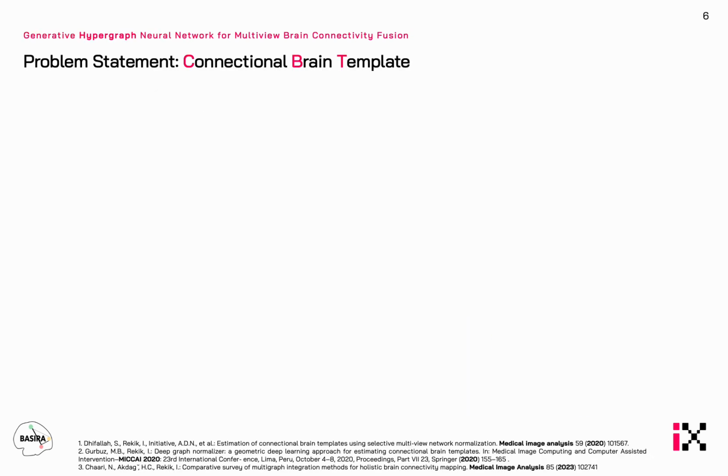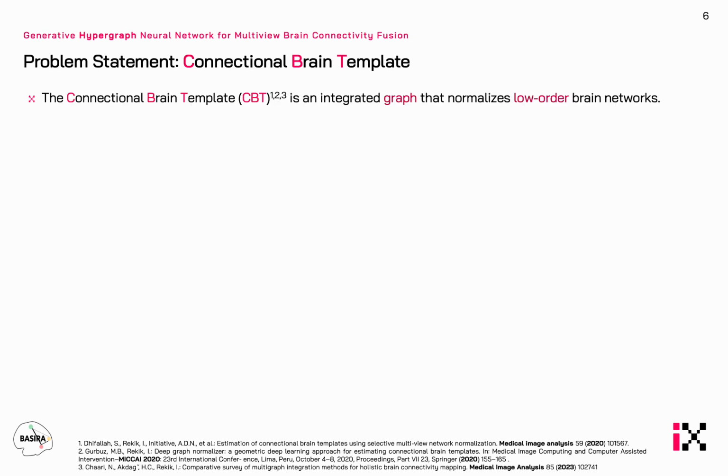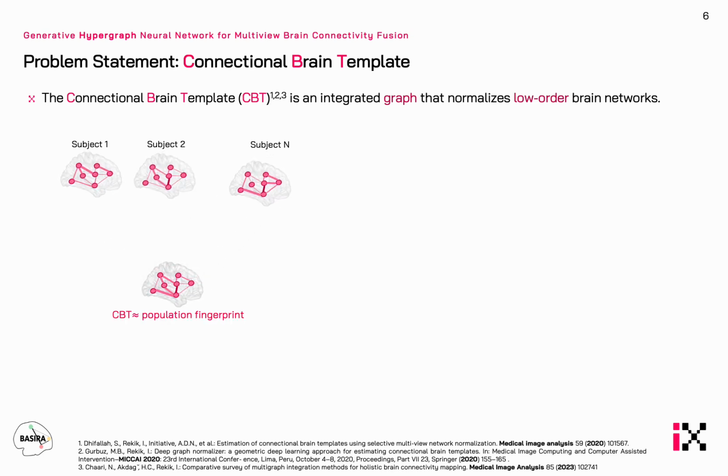Before answering this question, let's first try to define another new concept related to our work, which is the connectional brain template, which is an integrated graph that normalizes low-order brain network. So given this set of subjects represented with the brain networks, we try to integrate them together in order to get a population fingerprint, or what we call CBT. This CBT has many applications, such as comparing between typical and atypical populations. It can be used for super-resolution, etc.